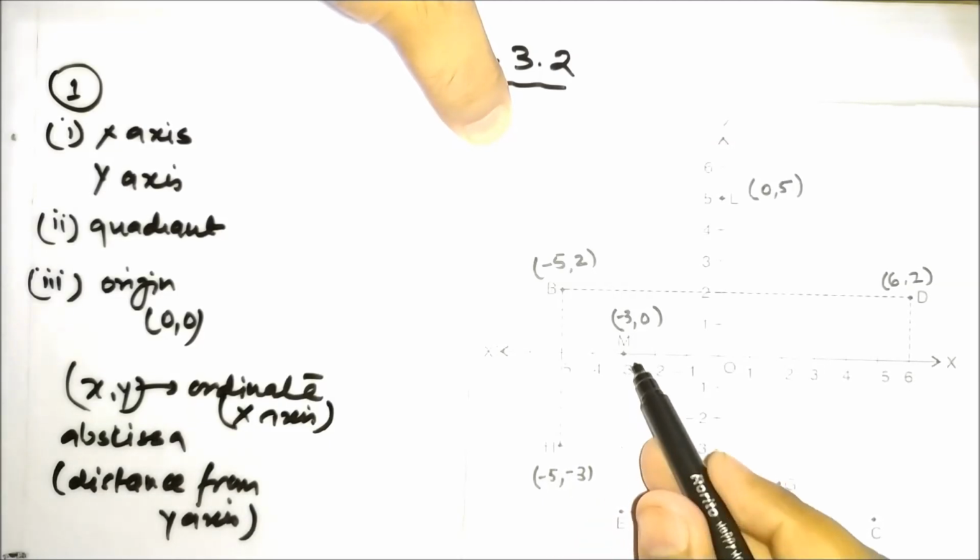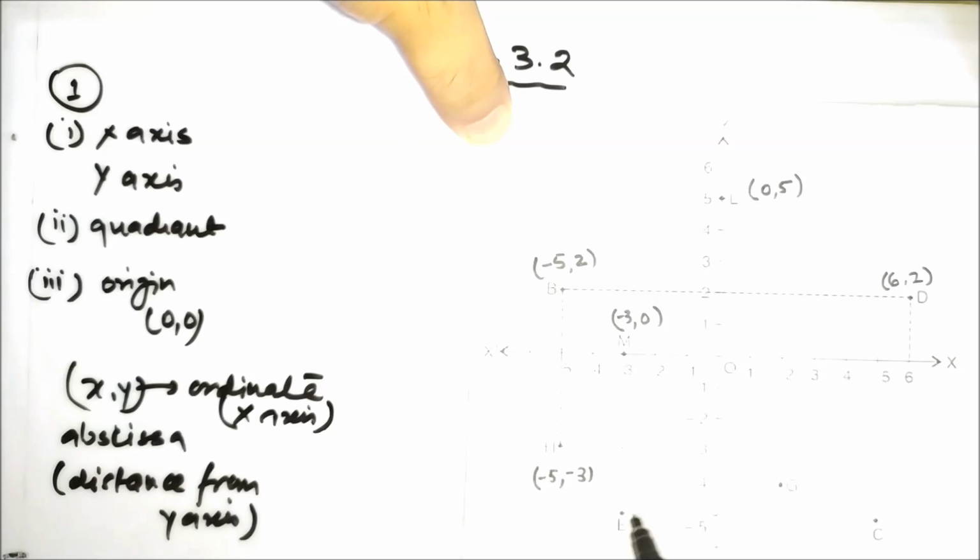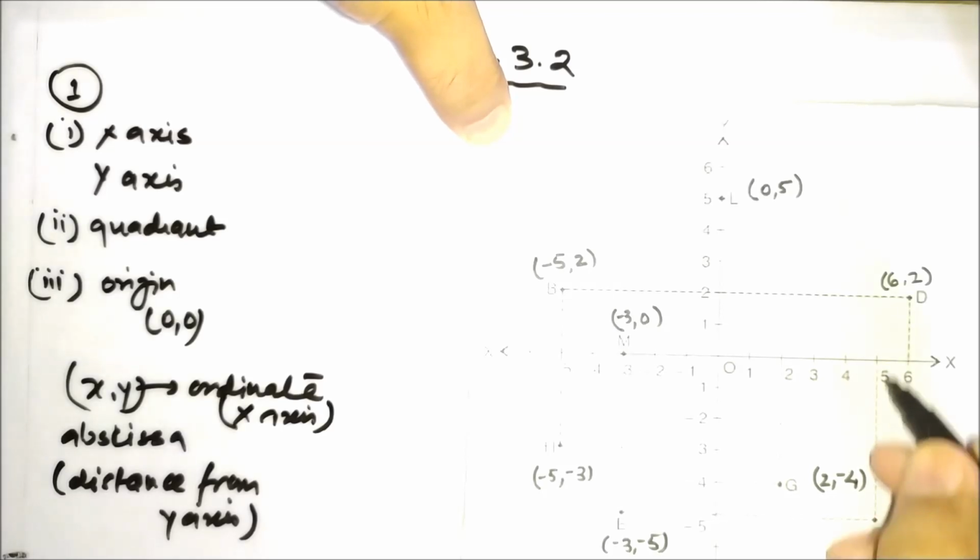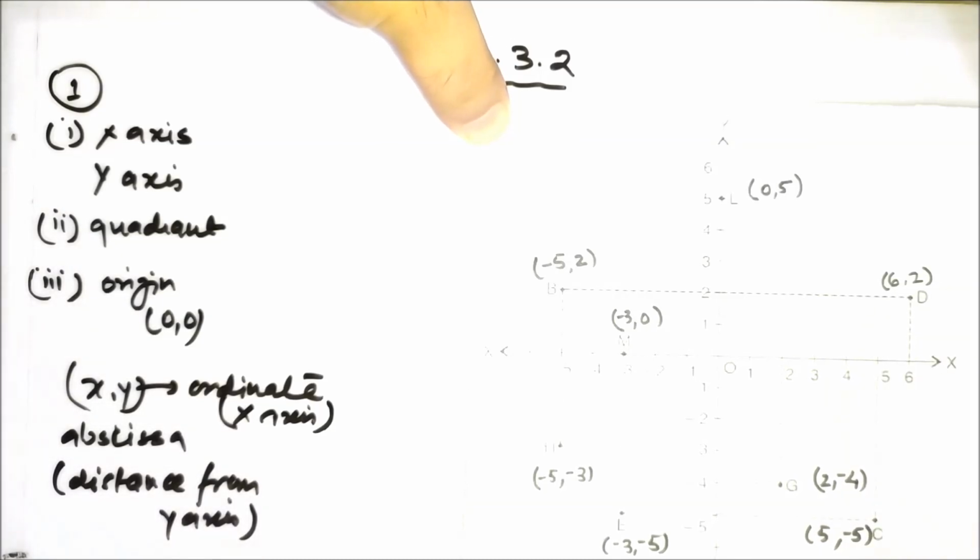Now point E, on x it is -3, on y it is -5 here. Point G, this G, on x it is 2 and on y it is -4. Point C, on x it is 5 and on y it is minus 5. So like this we can find the coordinates of all the points mentioned here.